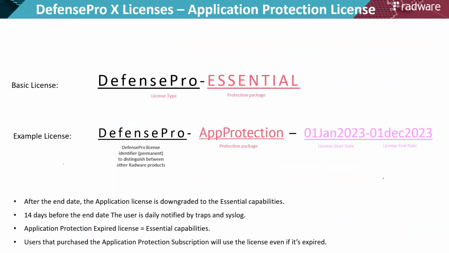So this is how the licensing looks. If you have a base license, it would show as essential. But if you have any other license, let's suppose the application protection license, it will show like this: DefensePro application protection. This is the license start date and this is the license end date. Now after the end date, let's suppose you forgot to upgrade it. The application license would be downgraded to the base license.